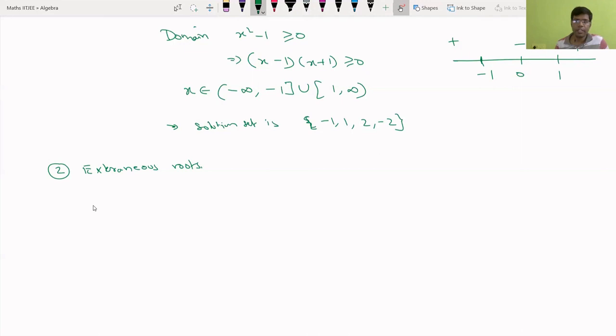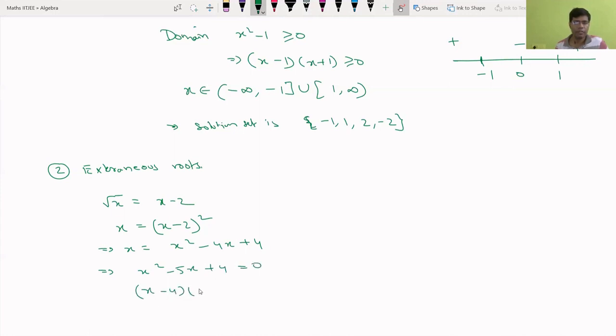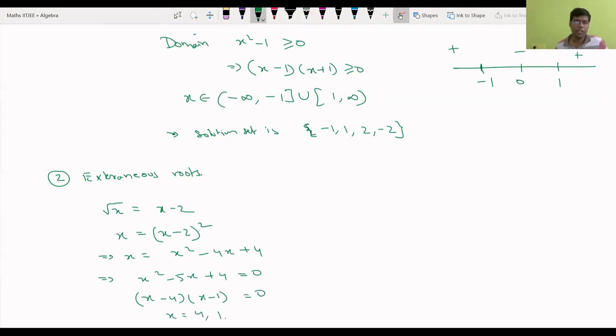If we take an example like √x = x − 2, generally the tendency of the students while solving this is, okay, I have a square root here, so to remove the square root, let me square both sides. So this becomes x = (x − 2)². Then x = x² − 4x + 4, which, taking this inside, gives x² − 5x + 4 = 0. This will be (x − 4)(x − 1) = 0, that is x = 4 and x = 1.